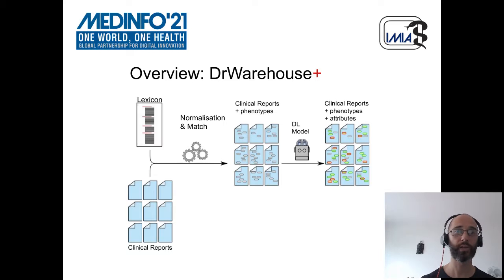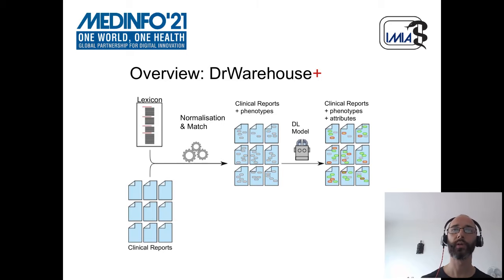There is a disambiguation attribute that says whether the mention that was found is really a phenotype or not. For example, if you mention the flu, it can be a mention of the disease or of the vaccine. We also have a negation attribute to say if the phenotype is present or absent in the patient. And we also have a subject attribute to attribute the phenotype to the patient or their family.